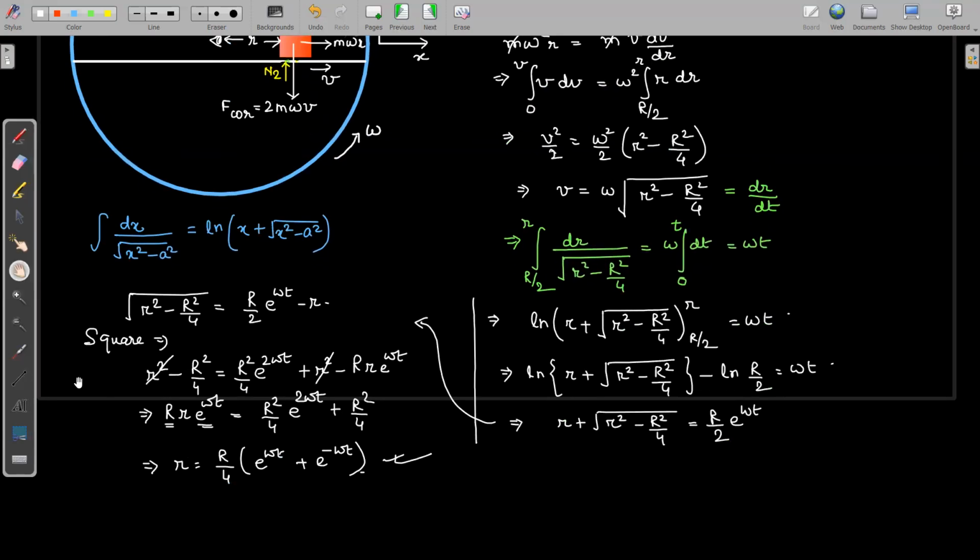So a bit mathematical question. This question had a bit mathematical part. So you also need this integral. We need to use this integral. You need to know this integral for solving this question.